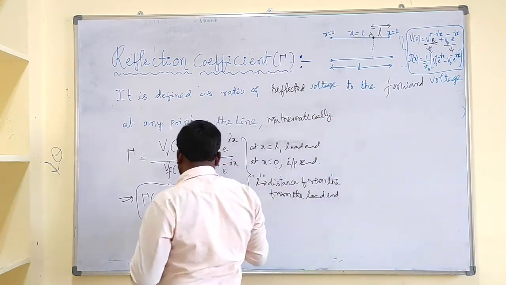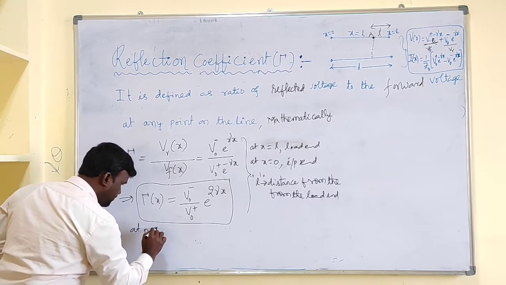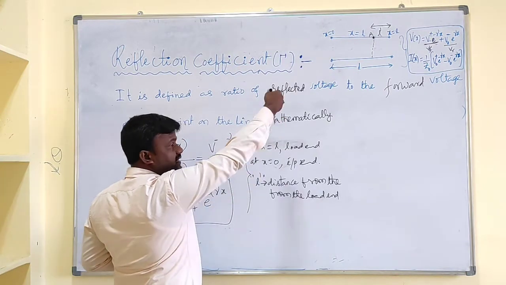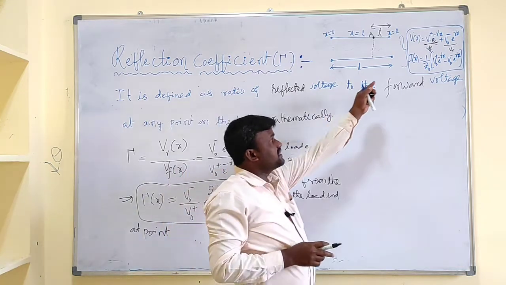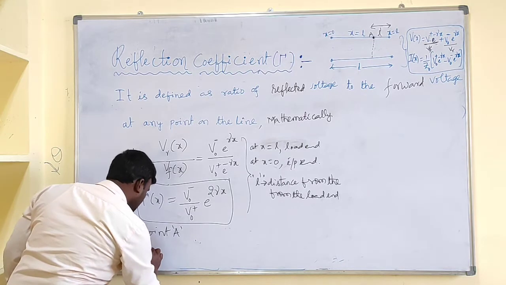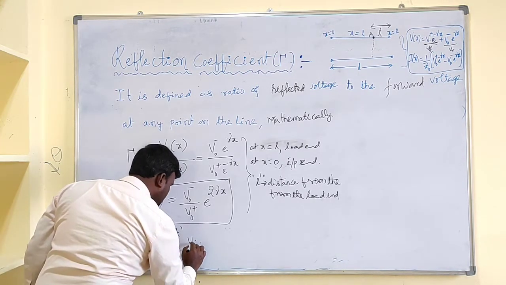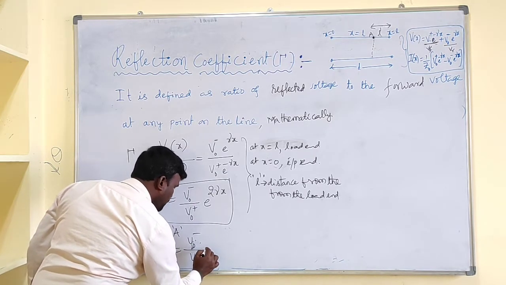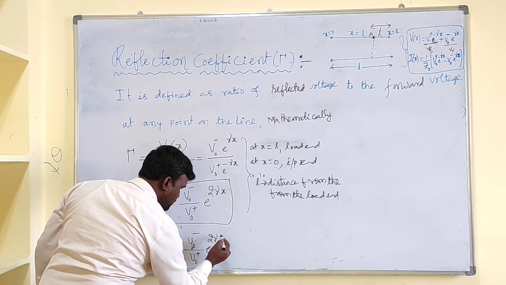At point A, we can take any point, that A may be shifted to here. So let us take that point A is L dash distance away from the load end. At point A, the reflection coefficient, gamma of x, is nothing but V0 minus by V0 plus e to the power 2 gamma x.